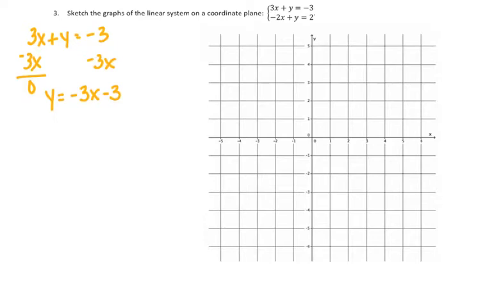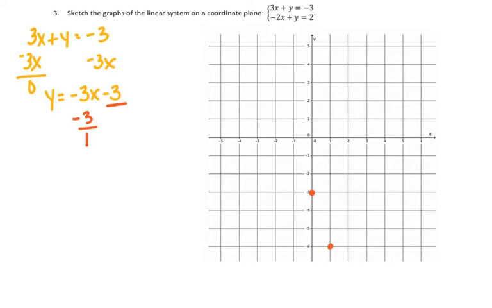So I know 2 things. One, my graph is going to cross my y-axis at -3. So I'm going to go ahead and plot my point at -3 on my y-axis. And now I also understand that my slope is -3 over 1, meaning from each point, I'm going to move down 3 units and to the right 1 unit. So we're going to move from this point -3 down 3 units. So we're at -6, and I'm going to move to the right 1 unit. So here's another point on my line.